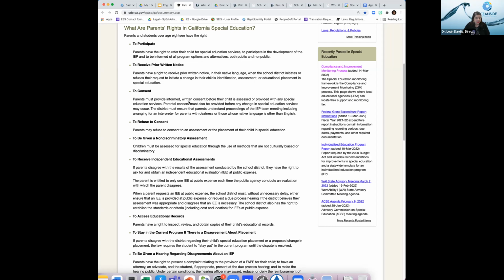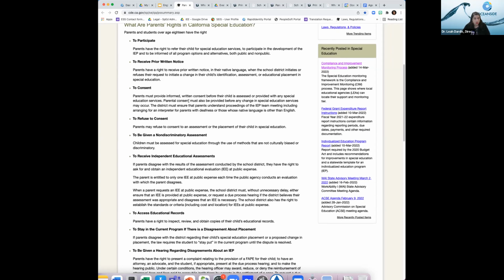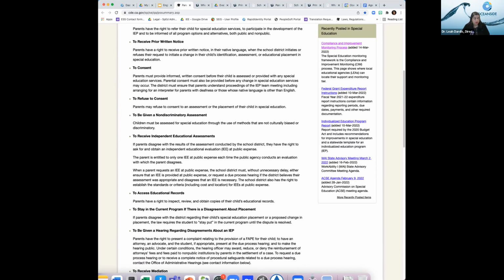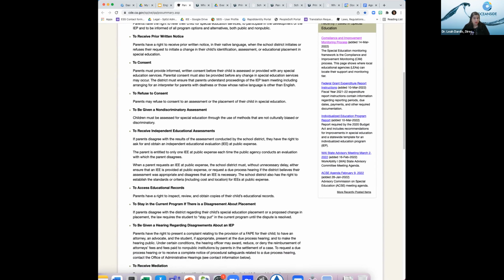You have the right to give consent, which is written and informed, and ask for interpreters or ASL interpreters if you're deaf. You have the right to refuse consent for an assessment or placement in special education. If you do that, though, we do write you a prior written notice saying, we have heard that you are wanting to discontinue services. We are informing you that we do not believe this is in his best interest. However, this is our prior written notice to say that we are here and ready to provide services at the time that you would prefer.